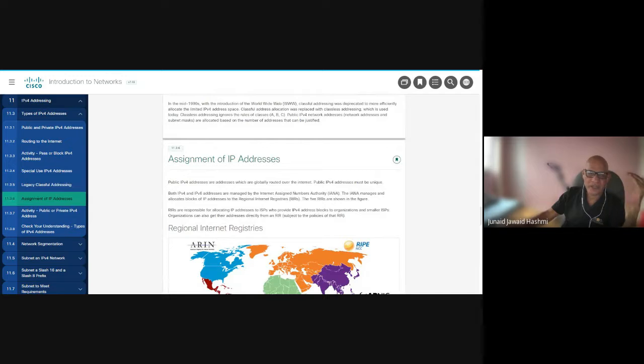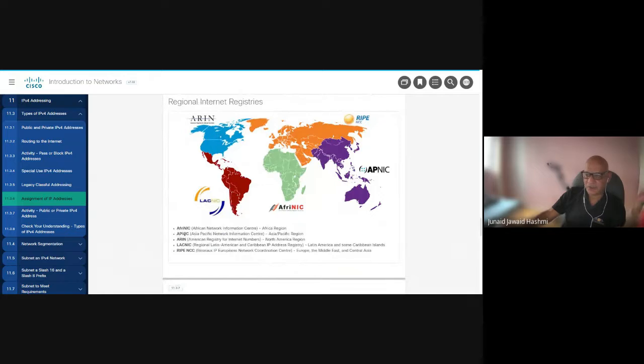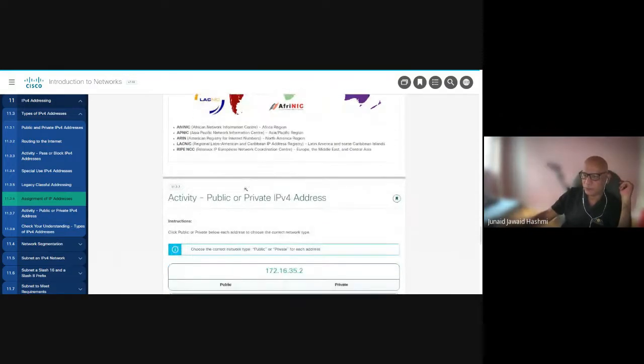And how the IP addresses are assigned. If you are a company, a new ISP, and you need IP addresses, obviously you need public IP addresses so you can connect your clients to the internet. For that, you have to go to your regional internet registries. There are multiple registries depending on the region. You have a registry in Africa, Asia, North America, and what they do is assign blocks of public IP addresses to organizations.